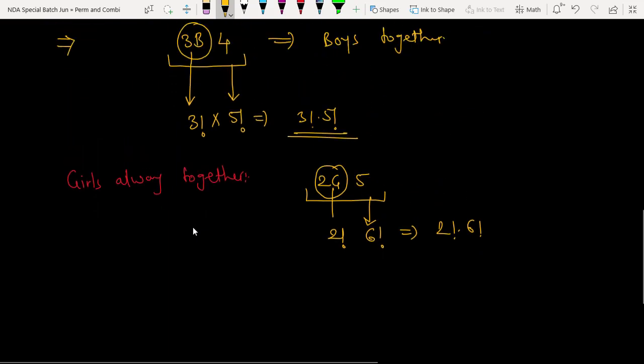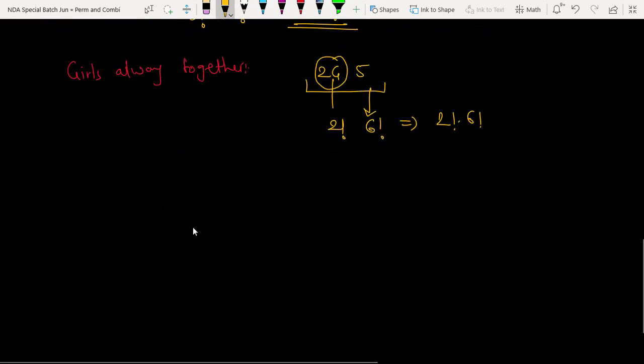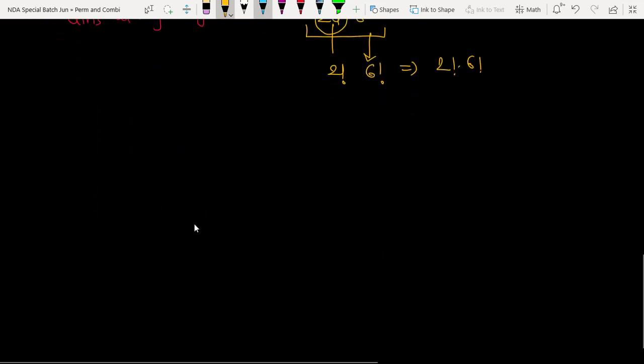Any doubt in this question? No, sir. There is one more keyword you get very frequently, which is never together. Never together. So we can do total minus together. Okay, you can do the total minus together case. But I will tell you something better. The total minus together method is not applicable to all never together questions, but what I am telling you right now is applicable to all the questions.